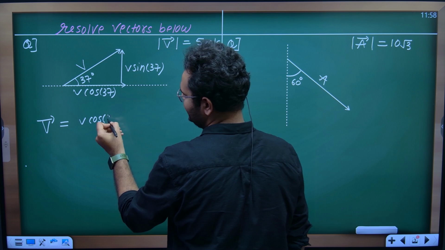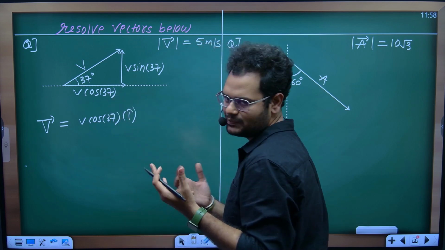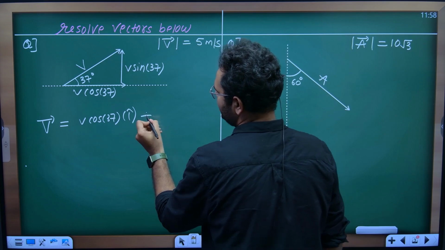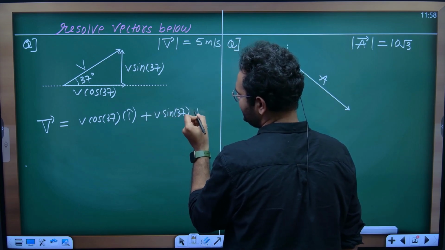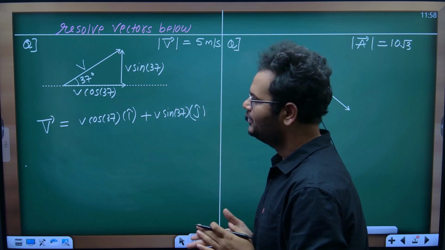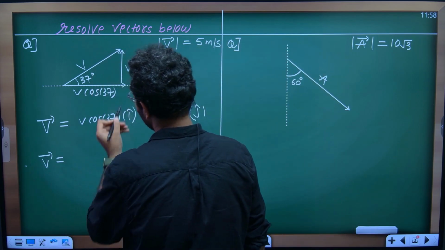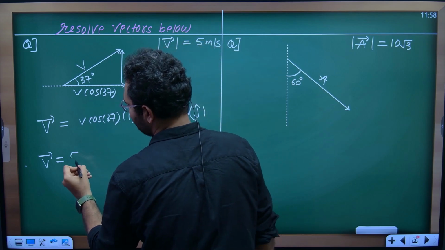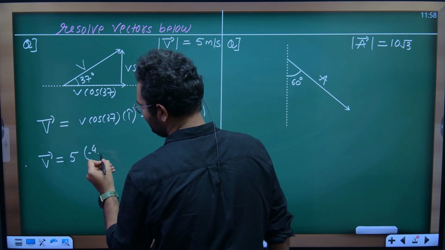b cos 37, and the child is going in the x-axis, plus i, because it is plus x-axis. Similarly, plus b sin 37 j. Excellent. What can I write now? To substitute values, b vector is equal to b. What is the value of b? 5. Cos 37 is 3 by 5 or 4 by 5? 4 by 5. Very good.